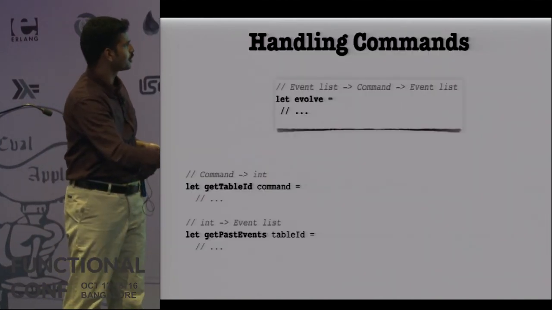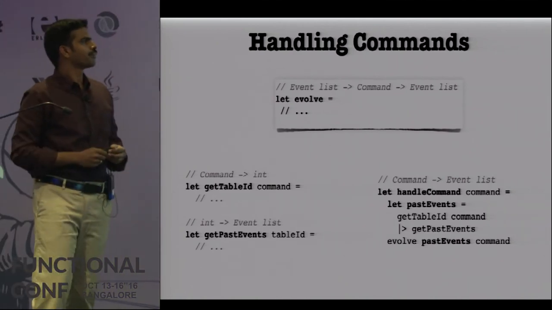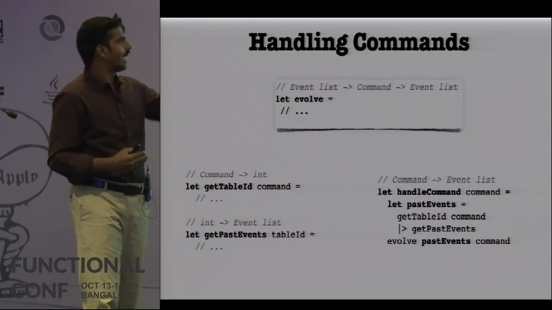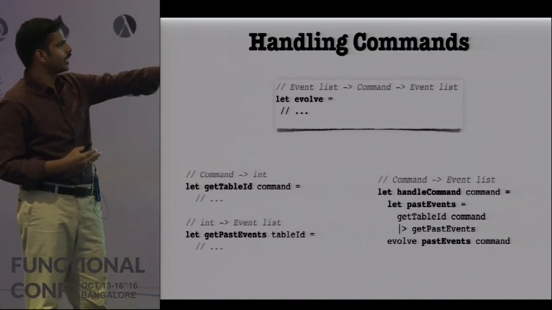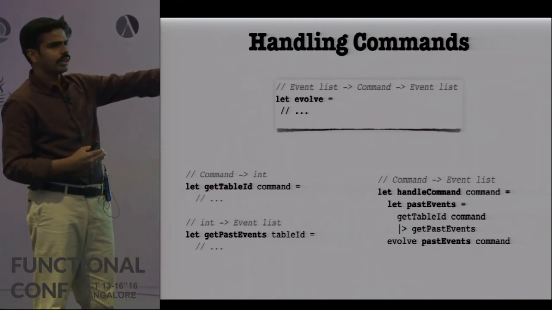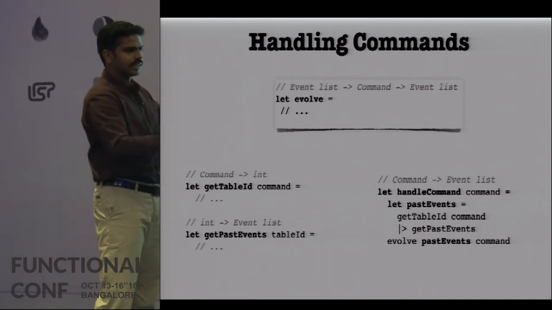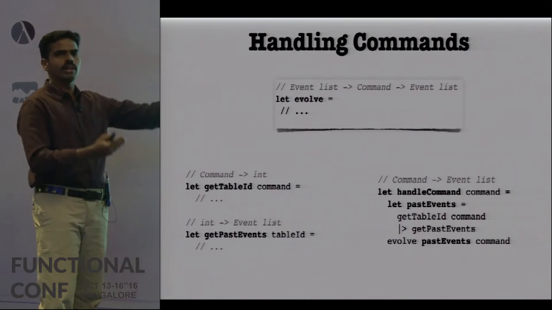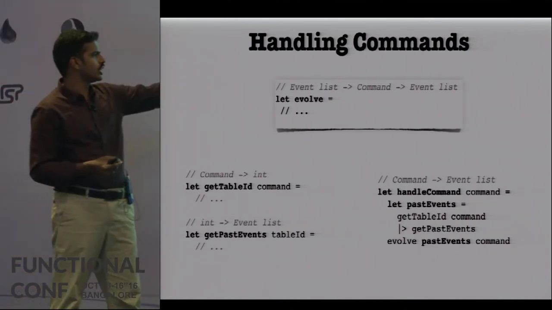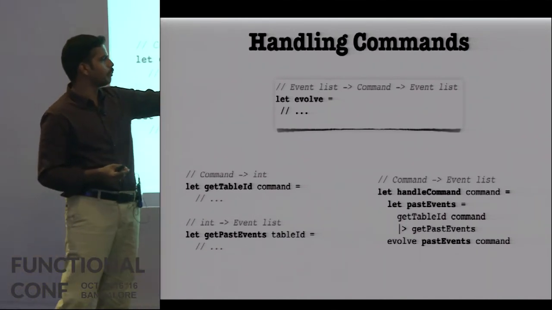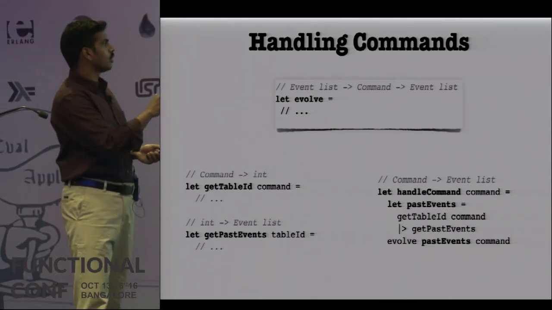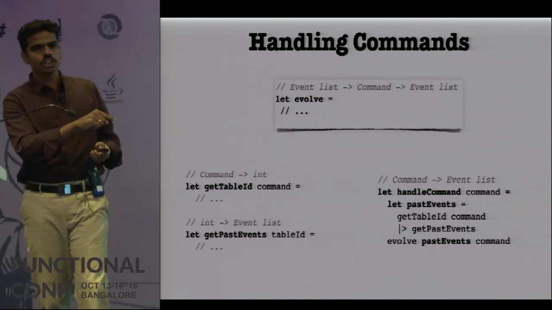Sorry, it's very fast. Okay, cool. Now I'm going to define a new function called handle command that takes a command and gets the table ID from the command. And the pipeline is just a Unix pipeline. I'm going to pass that to this get past events function. Now I will have all the past events. Then I call the evolve function with the past events and the command. To make it simple, I'm not talking about error handling here. I will be touching upon it in the later slides.